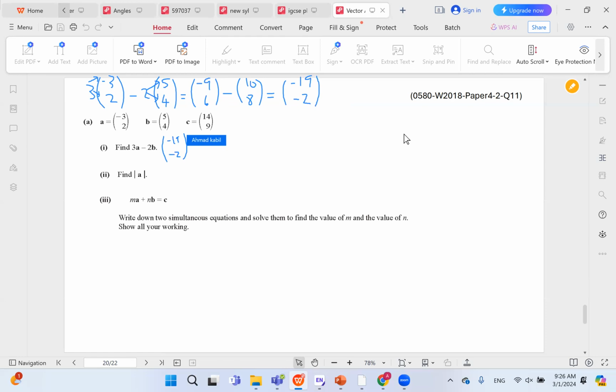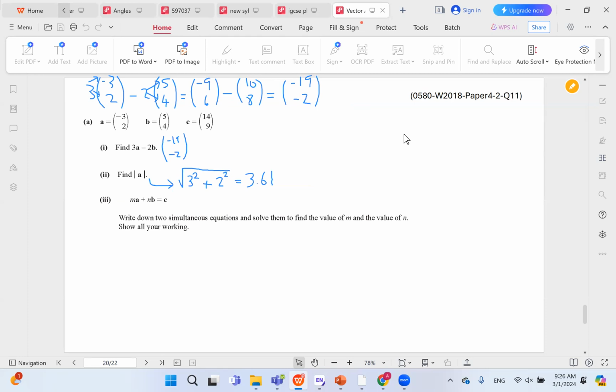In double I, we are required to find the value of absolute a, or the magnitude of a. So we do the Pythagorean of the elements of a, but we ignore the negative, like we said before. So 3 squared plus 2 squared, and you use the calculator to evaluate. So the square root of 3 squared plus 2 squared gives us 3.61.